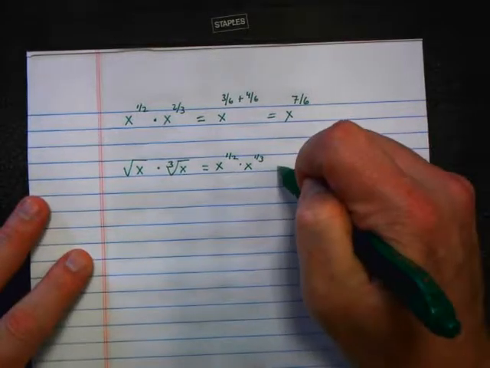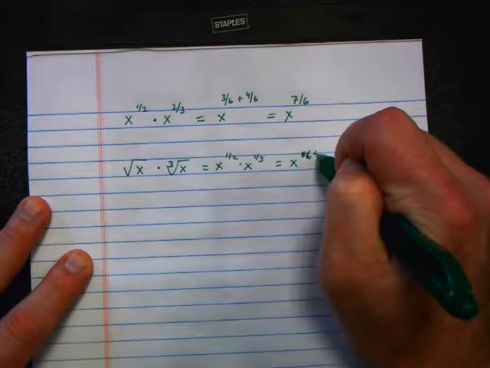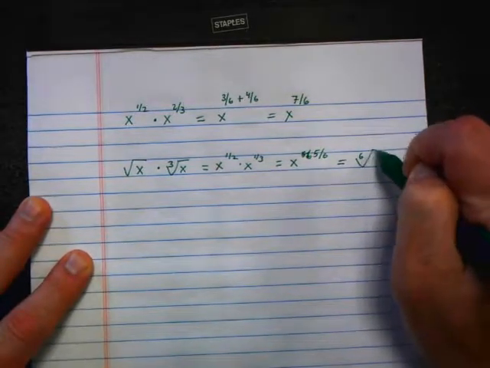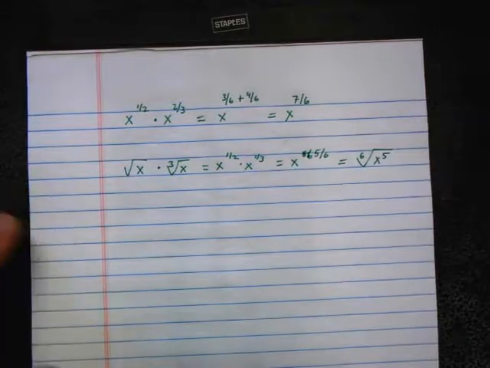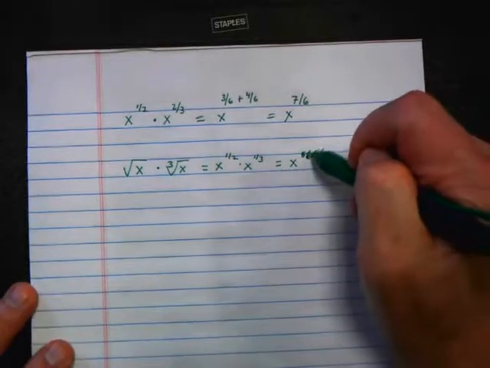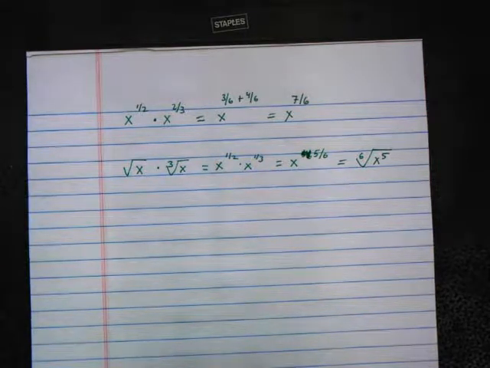Common denominator is 6 again, and you can just check my work here. You get x to the 5/6. Oops. So typically we would write that as 6th root of x to the 5th. Since we started with roots, we would end with roots. This was a mistake. Ignore that. 5 over 6. That was a typo.